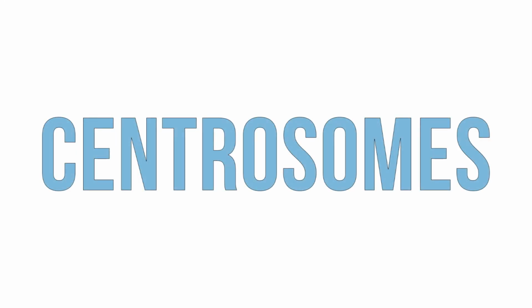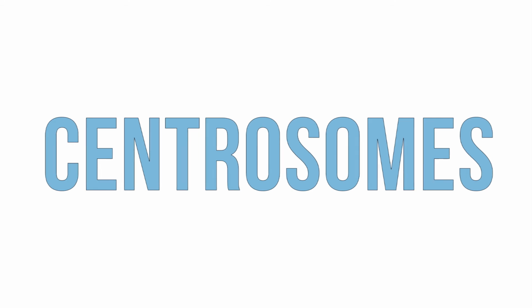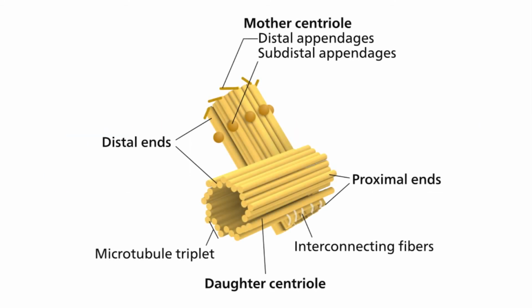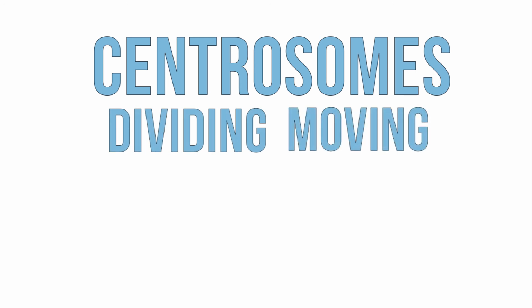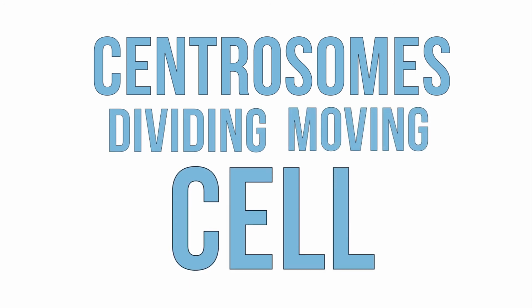Centrosomes. It is located near the nucleus of the cell and is known as the microtubule organizing center of the cell. Microtubules are made in the centrosome. During mitosis, the centrosome aids in the dividing of the cell and moving of the chromosomes to the opposite sides of the cell.